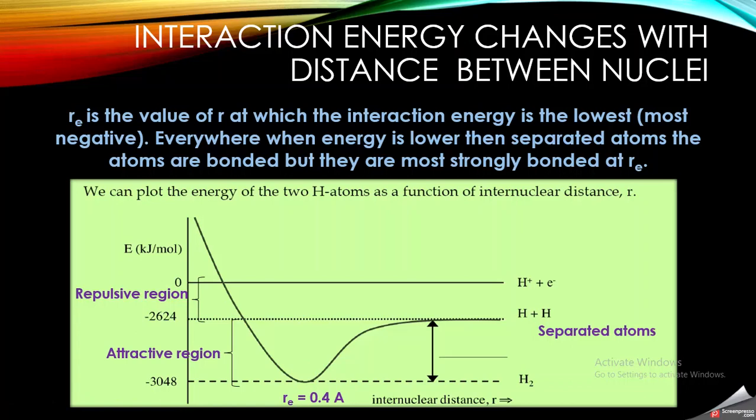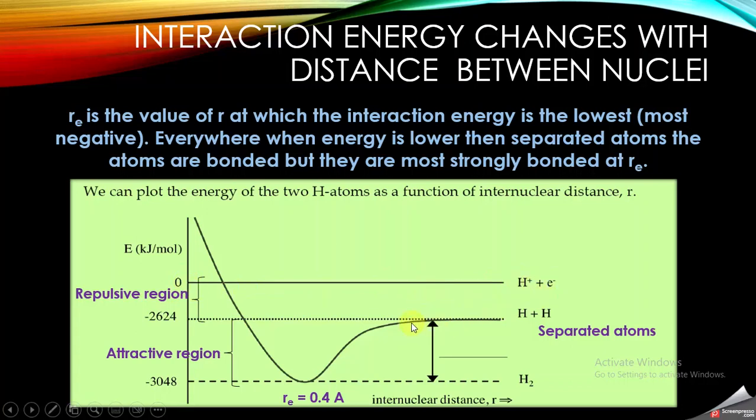So you can see here that this energy, if you calculate between two hydrogen atoms when they are separated, is minus 2624 kilojoule per mole, and the energy at the bottom of the well is minus 3048. And the difference of these two energies will give the bond strength of these two hydrogen atoms. Further, if the two hydrogen atoms are separated, the energy is higher or more positive, and if you have even the proton separated from the electron, then the energy is positive.